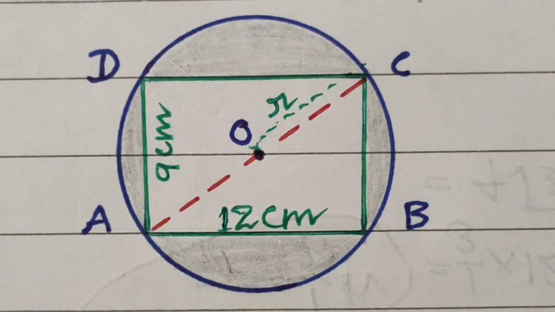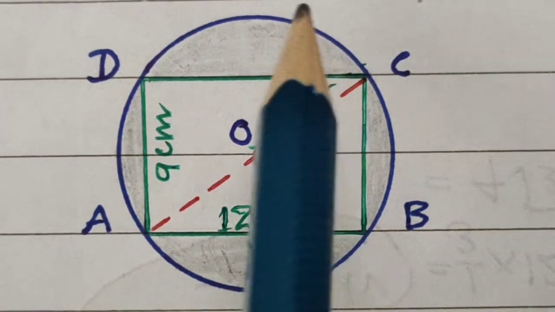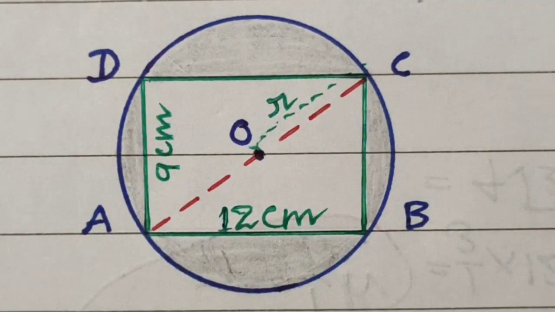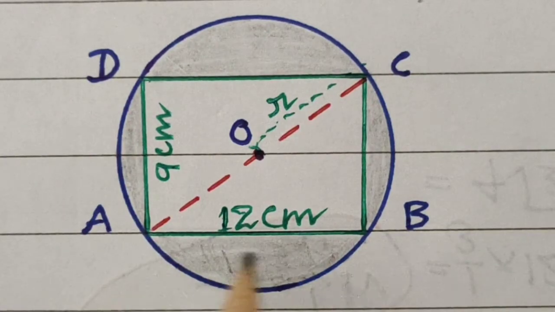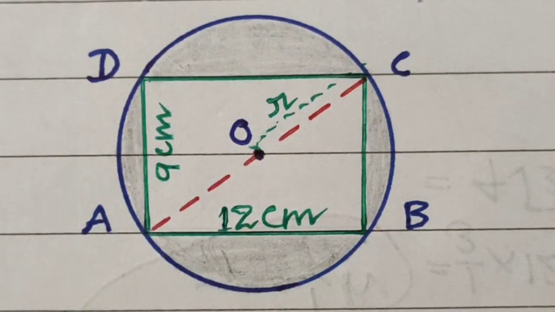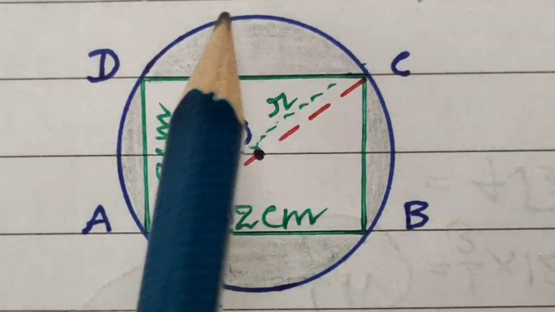In the given figure, a circle circumscribes a rectangle with sides 12 centimeters and 9 centimeters. Calculate the circumference of the circle. We need to calculate the circumference of the circle and the area of the shaded portion. We need to find out the area of this shaded portion.